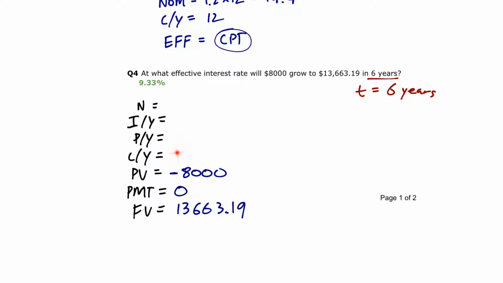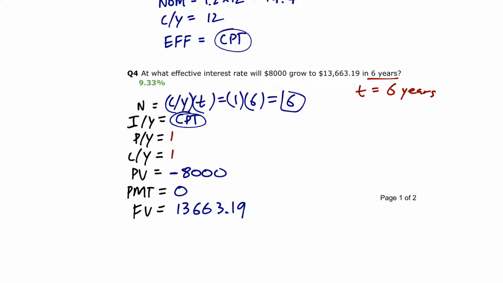Okay, why 1? Annual compounding, because it's in the name itself. When you say effective interest rate, it means annual compounding. So this has to be 1, this has to be 1. And we're going to compute IY at some point. So N is now CY times T, which is 1 times 6, which is 6. Yeah. And with these values, if you compute IY, you should get 9.33 to 2 decimal places.